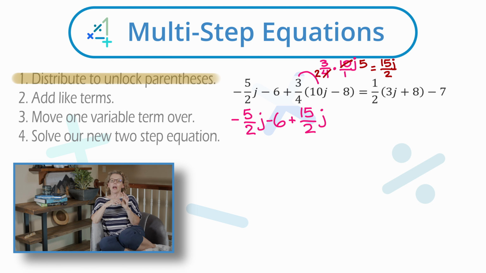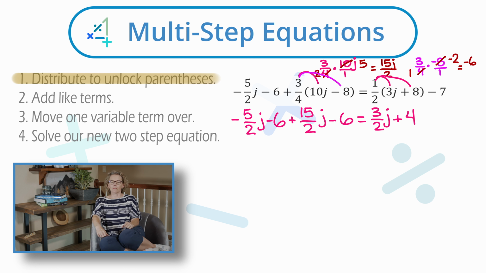That goes here. Now, 3/4 times -8, same thing. -8 over 1, slash -8 and 4 to equal -2 and 1. -2 times 3 on the top is -6. The bottom is 1, so we won't write that. Impressive. Other side, 1/2 times 3j is 3/2 j, and 1/2 times 8 is 4. It's just 8 divided by 2, but don't forget that -7.